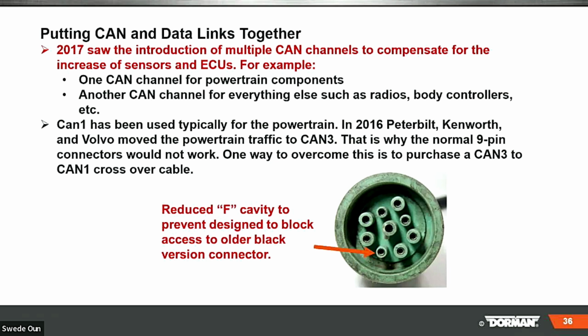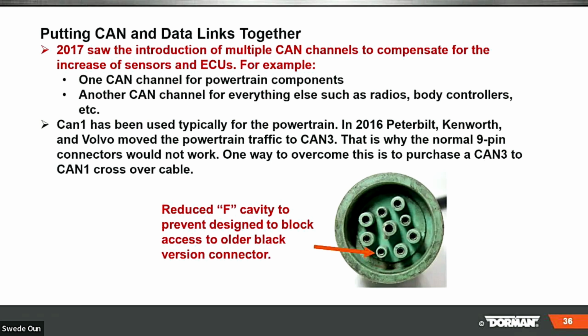Now, 2017 saw the introduction of multiple CAN channels to compensate for the increase of sensors and ECUs. So for example, one CAN channel for powertrain components. You might have another CAN channel for everything else, just whatever comes into your head, radios, body controllers, and so on. CAN 1 has been used typically for the powertrain. 2016, Peterbilt, Kenworth, and Volvo moved the powertrain traffic to what they call CAN 3. That is why the normal 9-pin connector would not work.